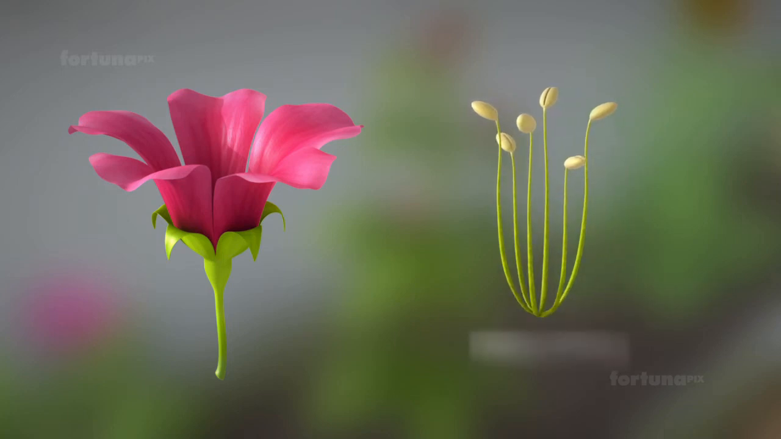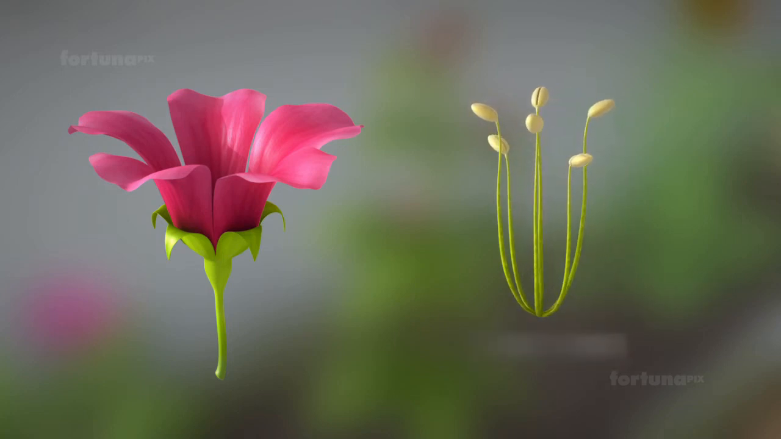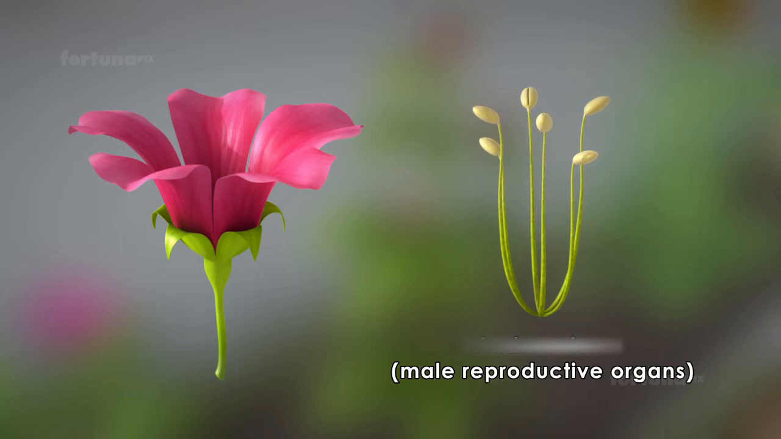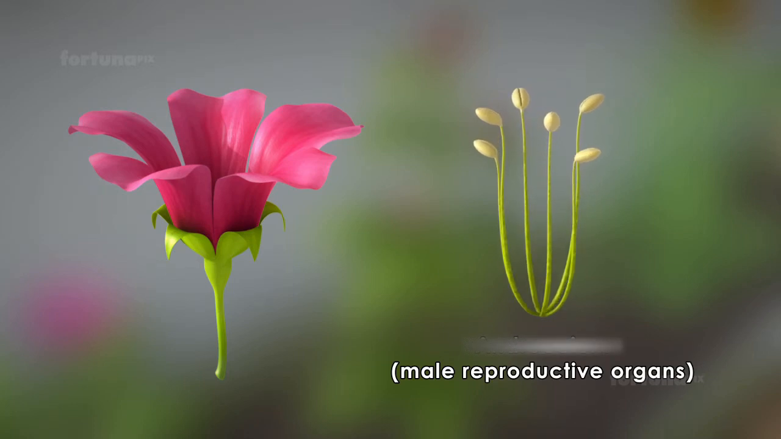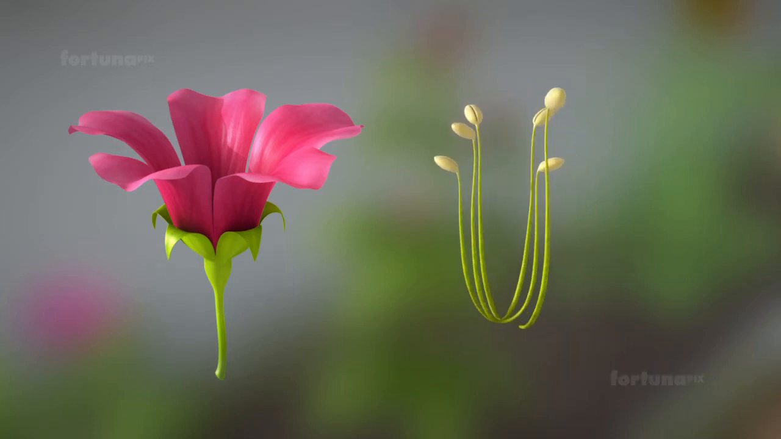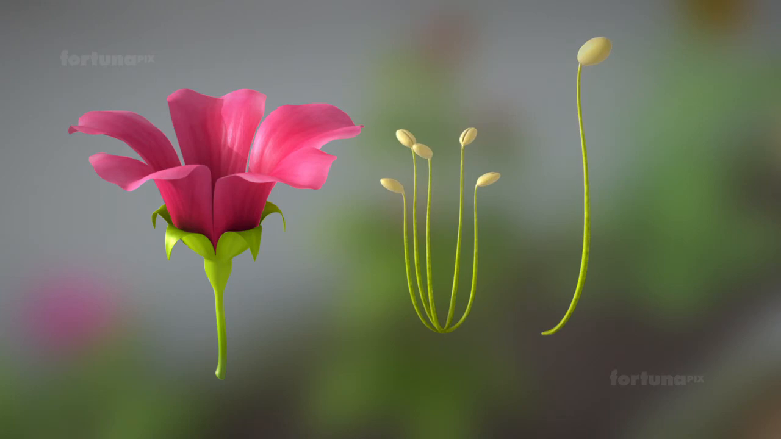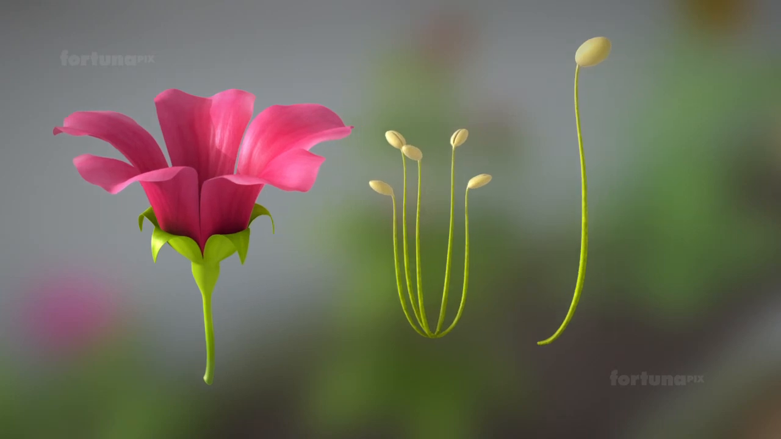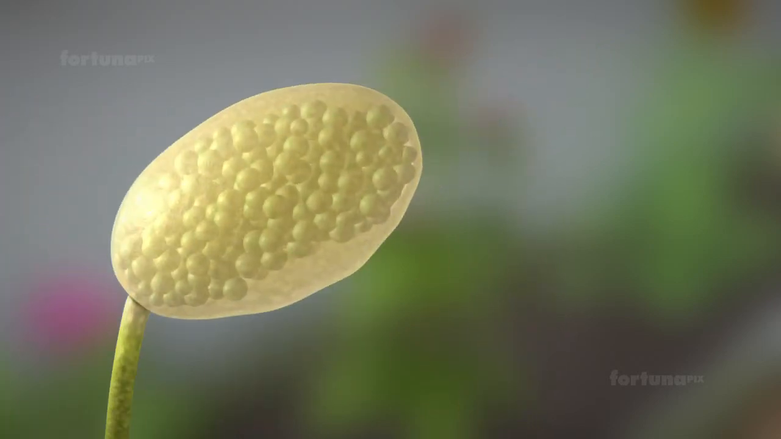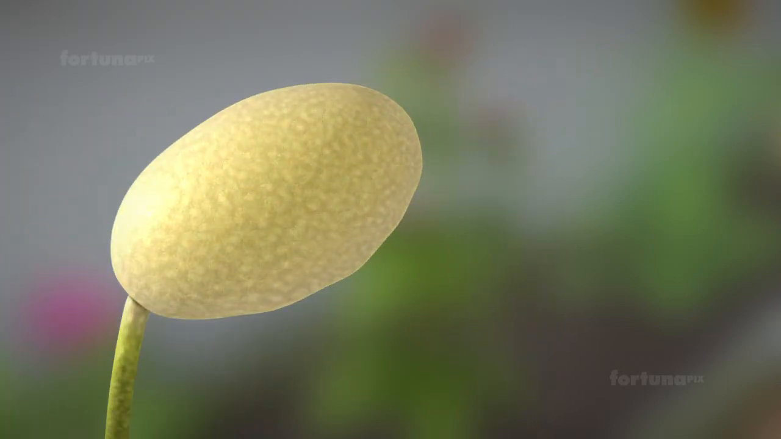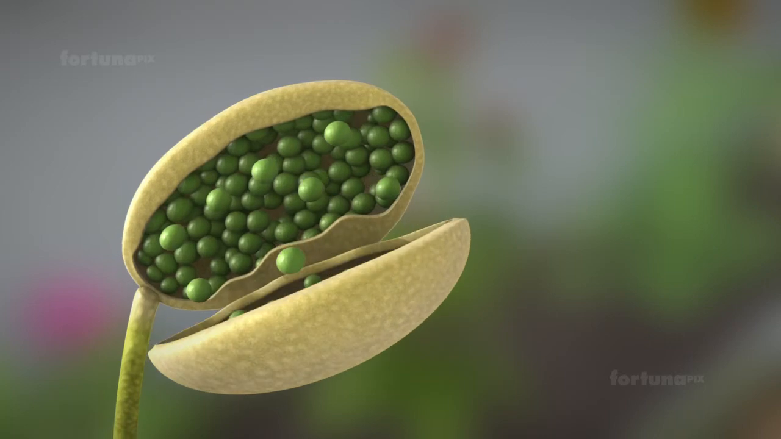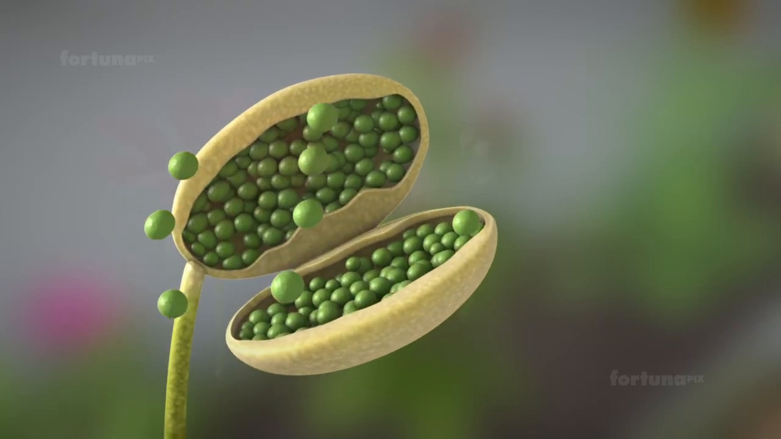The androecium is the next whorl. This is the plant's male reproductive organs, which are the stamens. Each stamen is generally made up of a thin, long filament on which anthers are present. These anthers contain pollen. As they mature, they will split open and release pollen grains into the air.